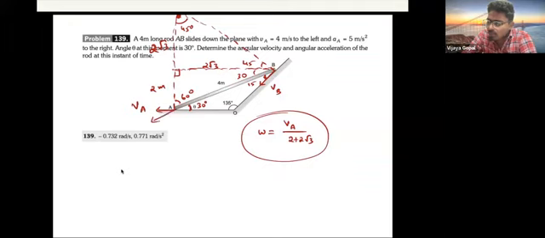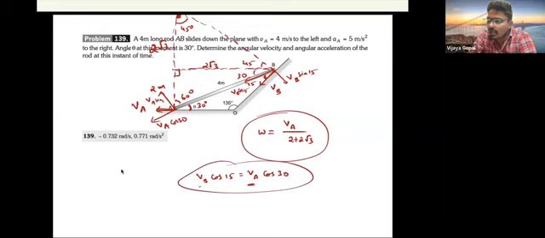So this component will be VA cos 30, and this will be VA sin 30. And this will be VB cos 15, and this will be VB sin 15. What is the constraint? The rod constraint. Velocities along the rod must remain the same. That means VB cos 15 must be equal to VA cos 30. So this is one constraint which gives the relation between VA and VB.